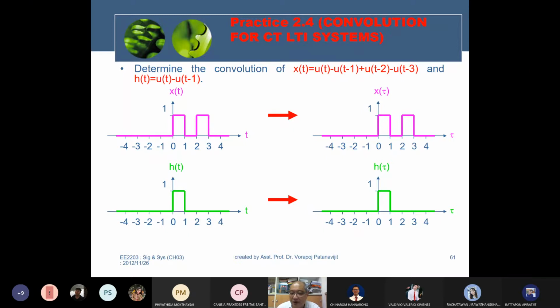The first step for the convolution, after you draw the graph completely, is to change every t to tau, for both x(t) and h(t): x(tau) and h(tau). After that, you determine the time reversal of h(tau). You flip it with respect to the vertical axis, which is here.